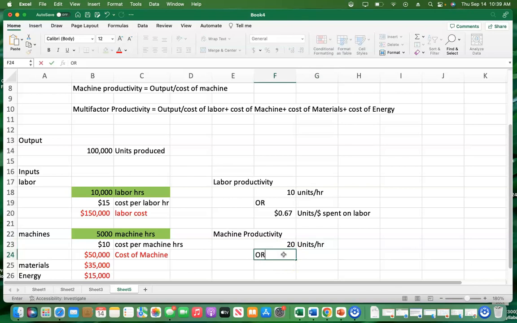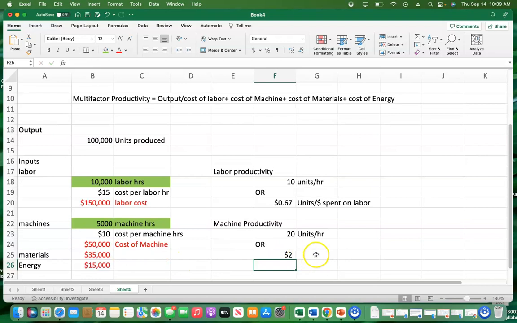And also, we could use the cost of machine as well. And in this case, we're going to put an equal sign. We take 100,000 divided by the cost of machine, which is $50,000. And so in this case, we know that we have units produced per dollar spent on machine.